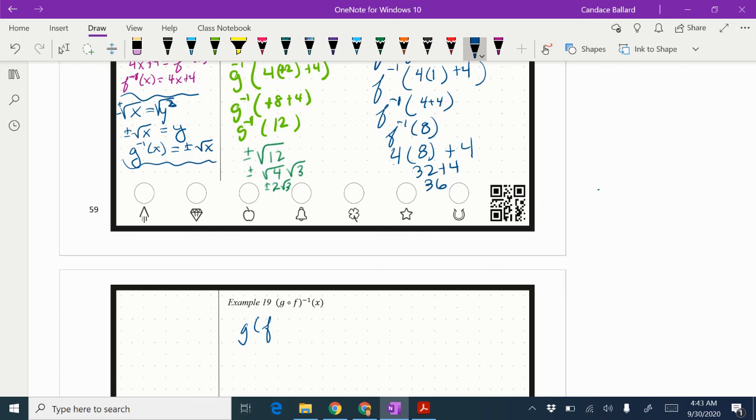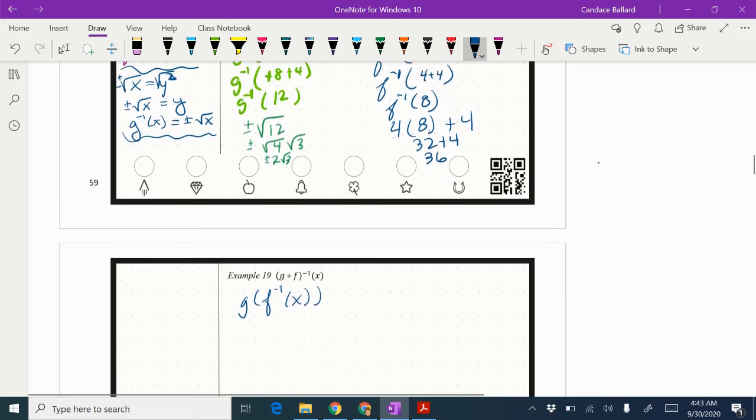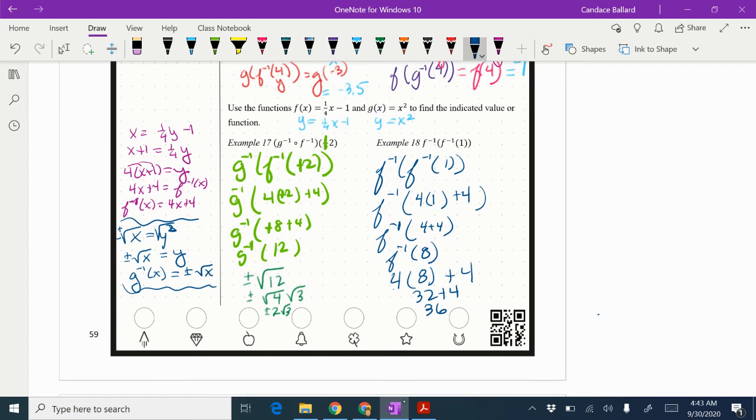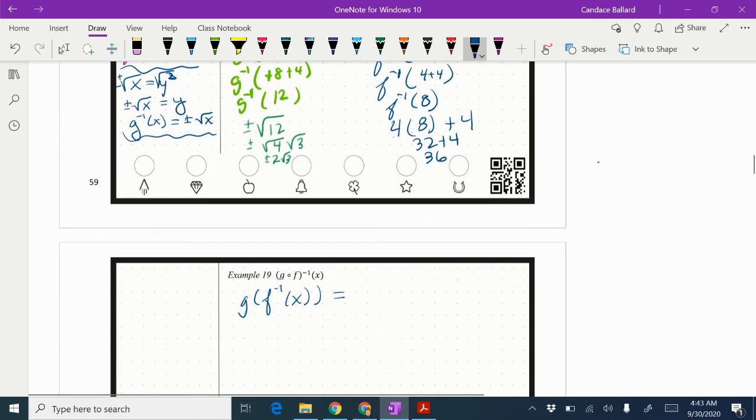Okay. So what this means is we're going to do g of f inverse of x. I'm going to start by plugging my f inverse into the g function. So g is the outer function. I'm going to write my outer function down, which is the g function, which was back up here, which was x squared. So I'm going to write parentheses squared.